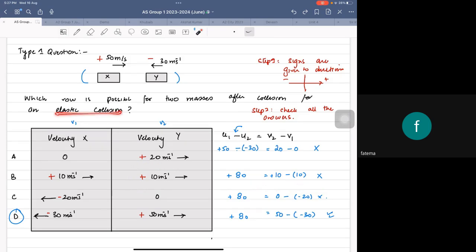We are finding elastic collision. Then in the third one, check 80 equals to 0 minus minus 20. So 0 from here minus this. So this will give me what? 80 equals to plus 20, which is not equal, so this is also inelastic. But the last one, check 80 is here, so 50 is right here, minus, and the other one is minus 30. So 50 minus minus 30 is actually equal to plus 80, which is also on the right side, so it means this is elastic collision. They have to be the same. Get it?